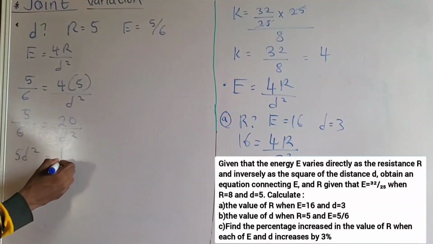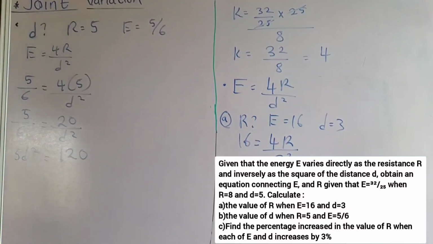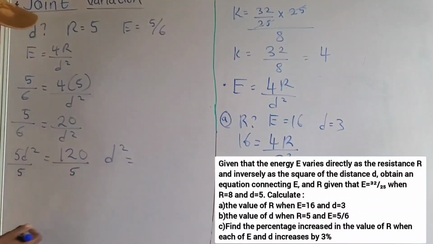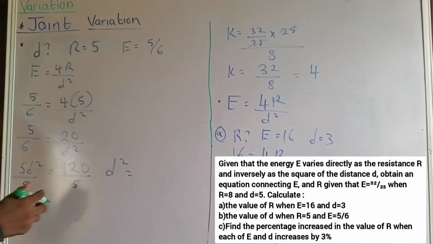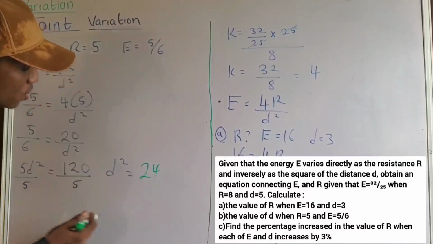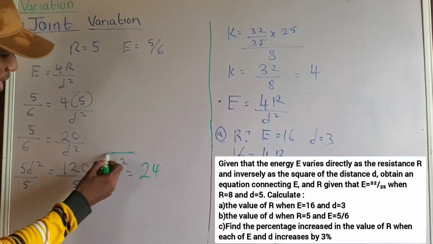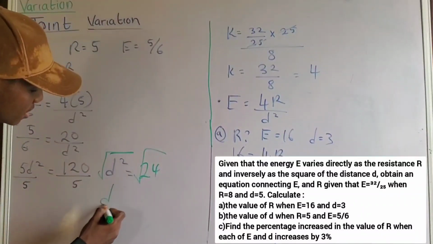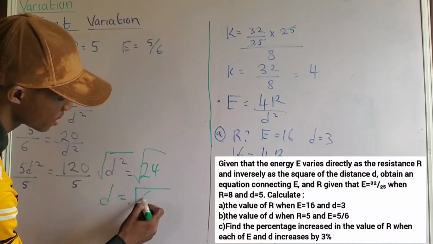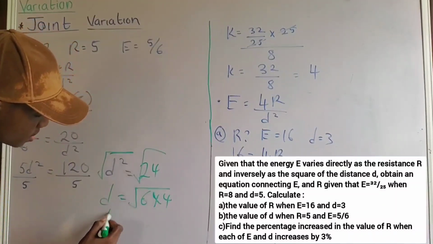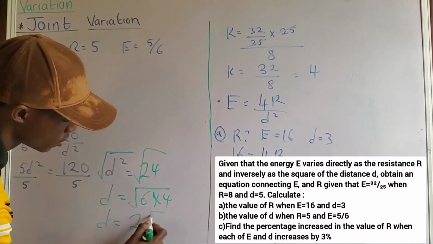6 times 20, that is 120. So to get the value of d, divide both sides by 5. I'm going to have this over 5 and this over 5. So d squared equals 120 divided by 5, that is 24. So to get the value of d, take the square root of both sides. I'm going to have d equals square root of 6 times 4. So d equals 2 root 6.